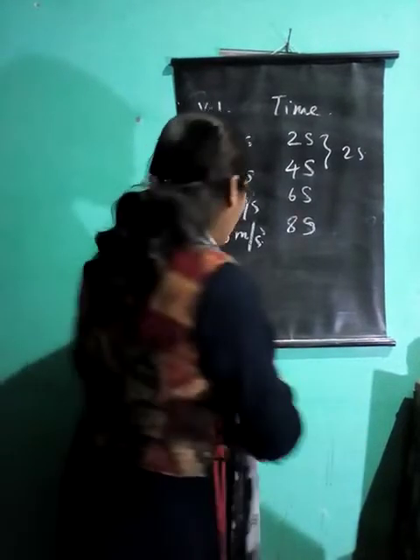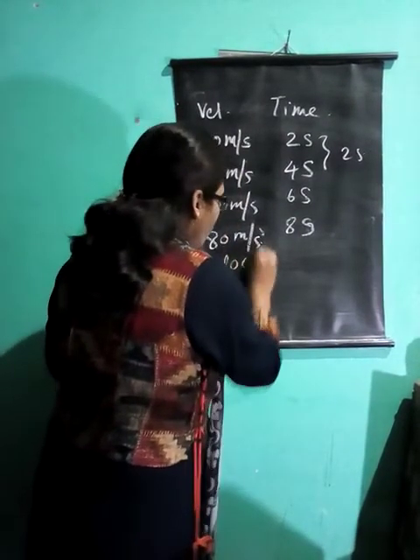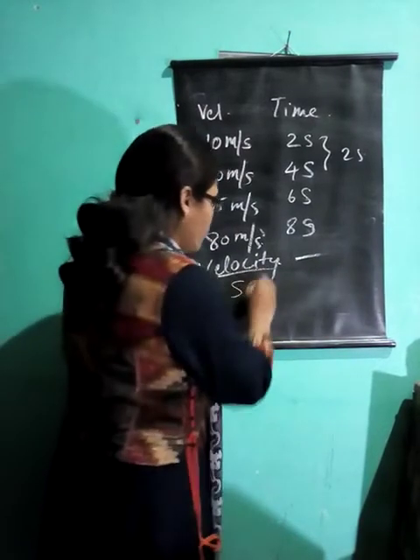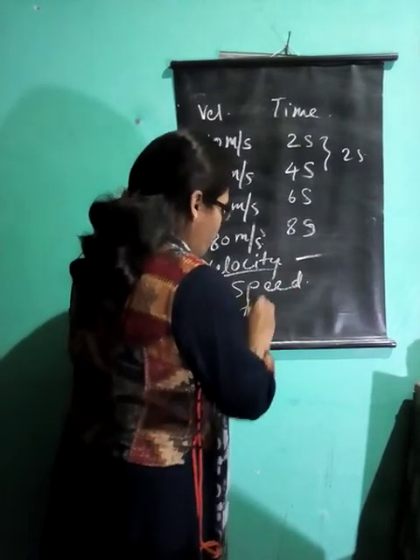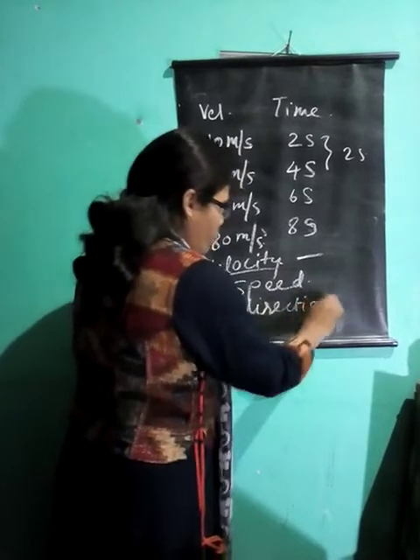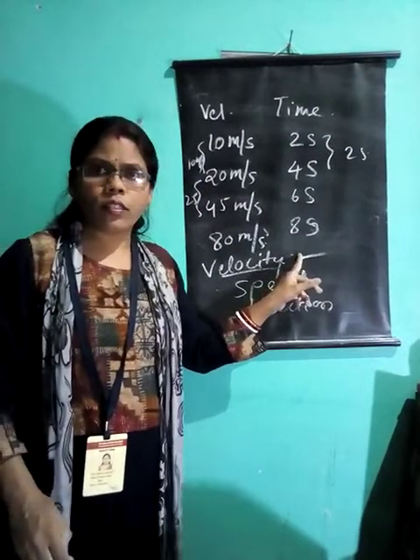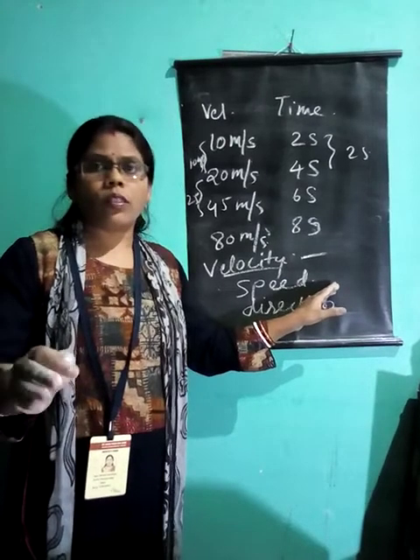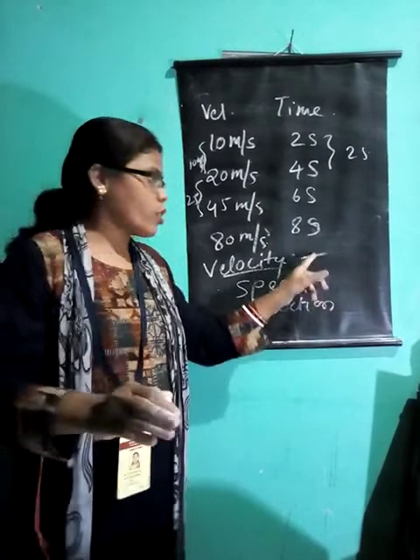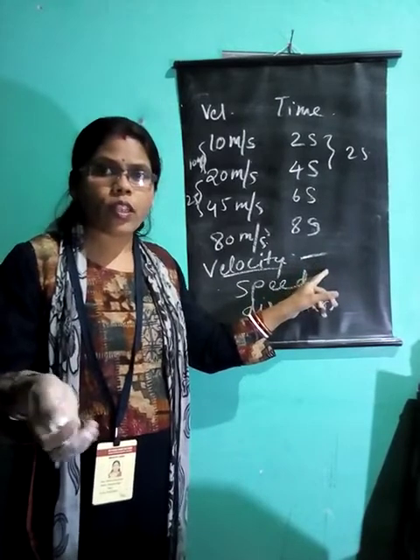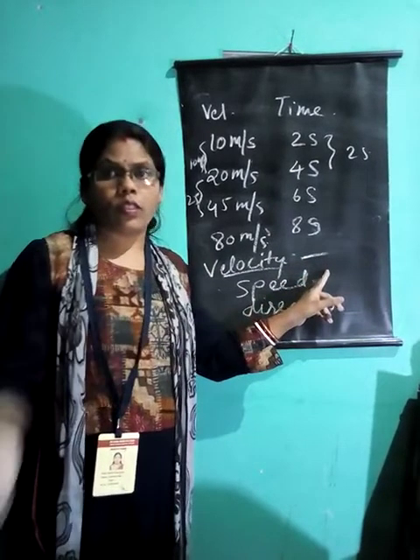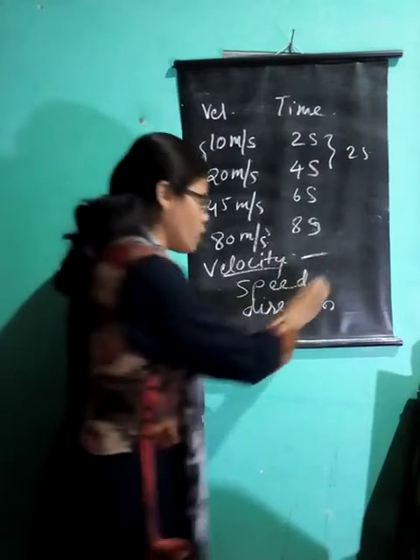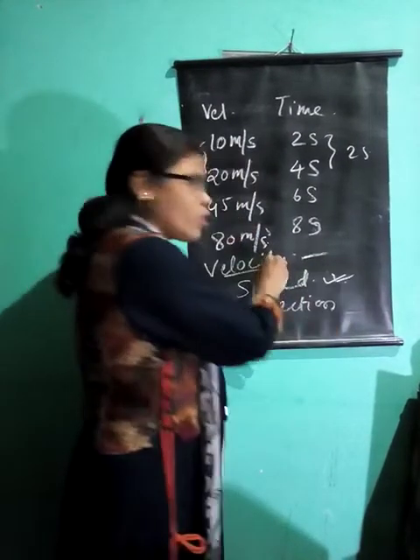Now, one more thing. Velocity depends on two factors, that is speed and direction. When can we say that velocity is changing? If the speed is fixed, still, if the direction is changed, then the velocity can change. Even if the speed is changing, then the velocity is changing.